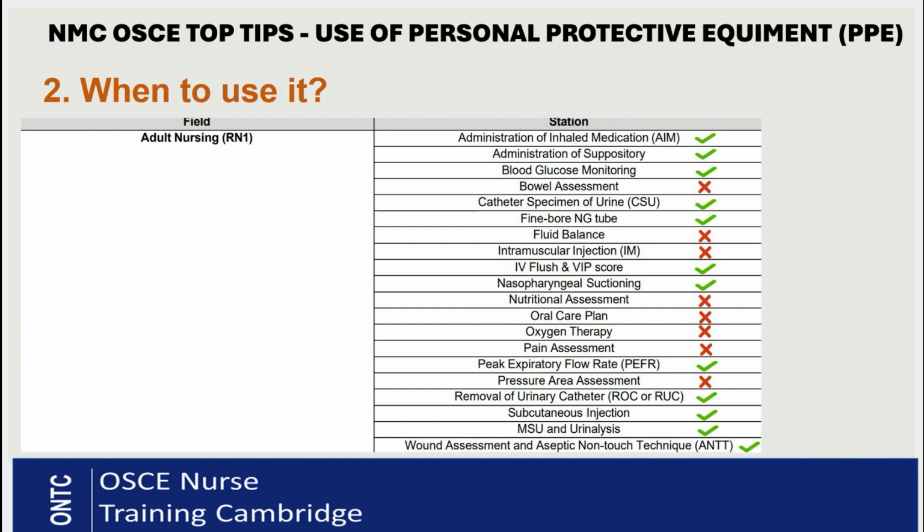Next one is nutritional assessment. This is a written station, so of course you work with a scenario, and you do not need any gloves and apron for that one. And moving on, the next one is oral care plan.